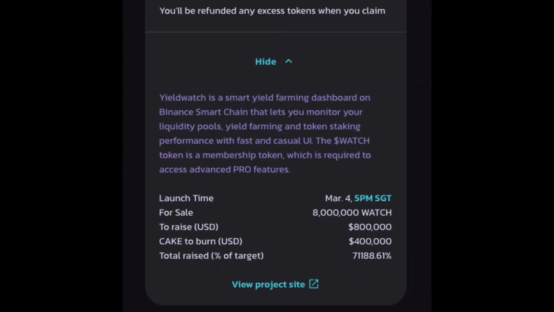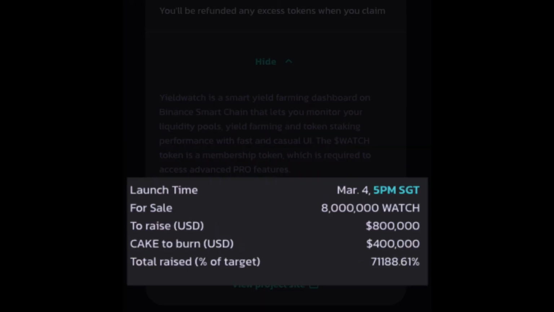Then keep an eye on the total raise percentage. If you notice this is going through the roof, you can confidently add more LP tokens. As you can see, yesterday's IFO raise was $800,000, but the total raise was actually 71,000% over that amount. So that's 71 times 800,000, and you'll only get your slice of that depending on the amount of LPs you added. I hope that makes sense.